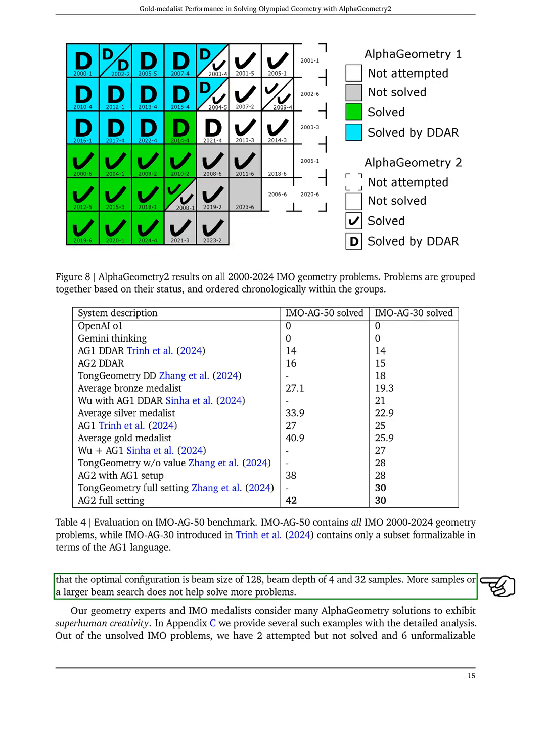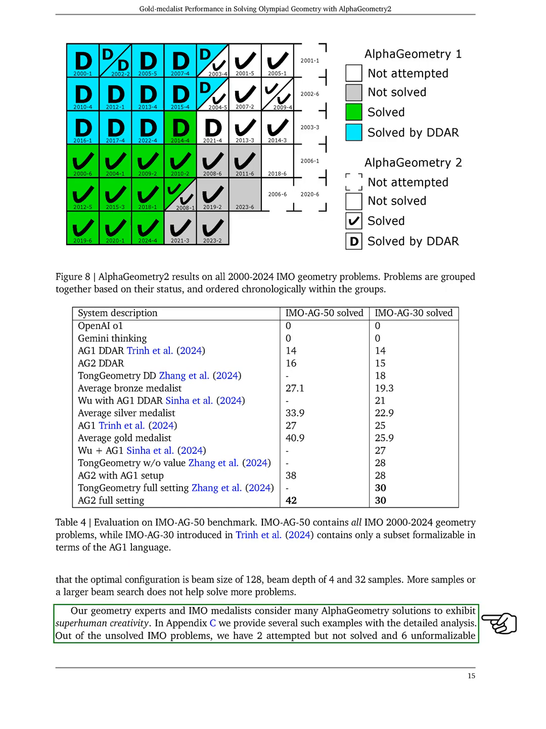For a single search tree, we determine that the best configuration includes a beam size of 128, a beam depth of 4, and 32 samples. Increasing the number of samples or the size of the beam search does not lead to solving more problems.